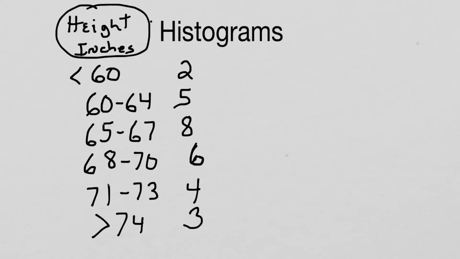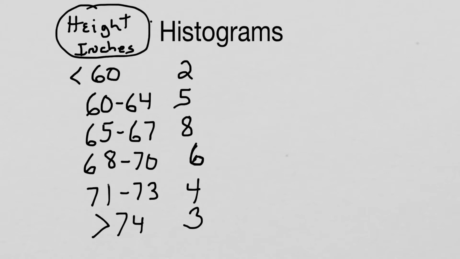I always call these buckets. If you hear me talk about buckets, 60 to 64 is a bucket. 65 to 67 is a bucket. A lot of people call them intervals. You'll probably hear me talk about it both ways. We also got an interval of 68 to 70, 71 to 73, and greater than 74. That greater than 74 would be people that are taller than 6'2".